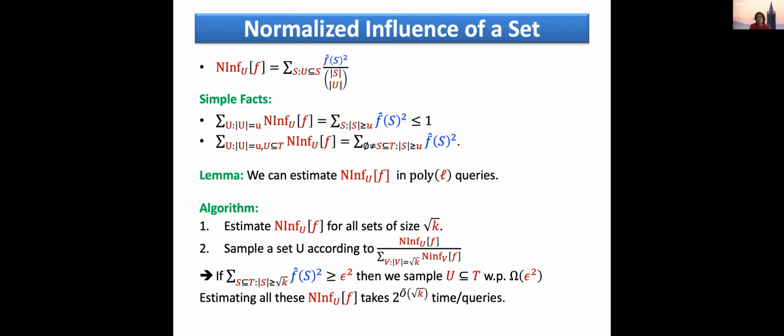And the other thing is that if the sum of the Fourier coefficients within T above level k is large, say epsilon squared, then we're going to sample a subset U of T with probability epsilon squared. So if we're thinking of epsilon squared as a constant, this is very nice. With constant probability, we're going to get square root k brand new coordinates of T, whereas before, we were only getting one at a time.